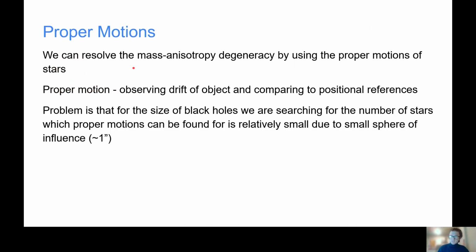We can try and fix an issue by resolving the mass anisotropy degeneracy by looking at the proper motions of stars. The proper motion is looking at the drift of a star in comparison to background positional references. The problem is that because we've got these small IMBHs, even when we use space telescopes, which is what we have to use because the sphere of influence is so small, even if we imagine how technology might progress, we still find relatively small numbers of proper motions for stars, and we don't really fix this mass degeneracy issue.